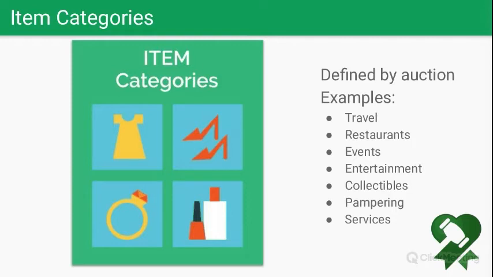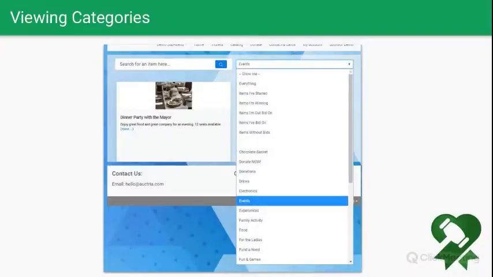The purpose of item categories is for you as an admin to better organize the experience for the bidder. Categories give a nice structure to the auction catalog, so items aren't just in there willy-nilly. The quicker bidders can find something, the quicker they can find a bid. So typical categories would be travel, restaurants, event, collectibles. You can have as many as you want.